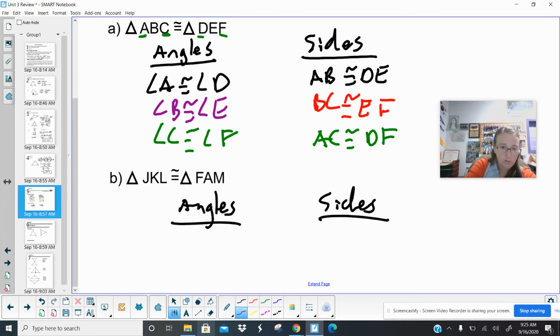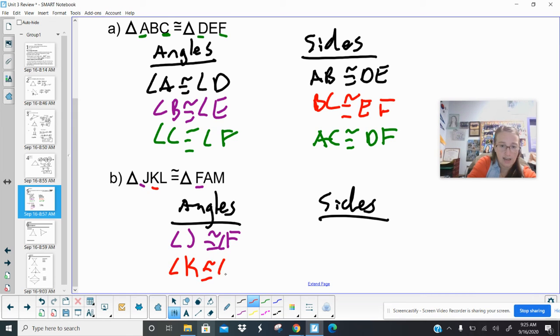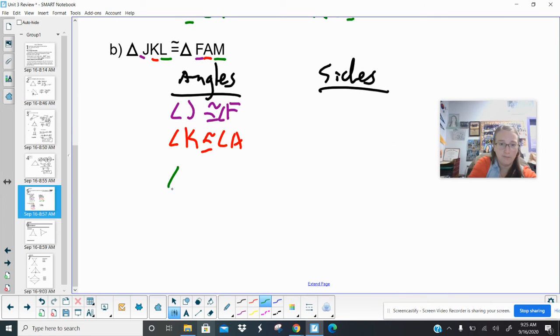Okay, let's go through it. So we should have angle J congruent to angle F. Oop. First letter. We should have angle K congruent to angle A. Second letter. And we should have angle L congruent to angle M. Last letter.